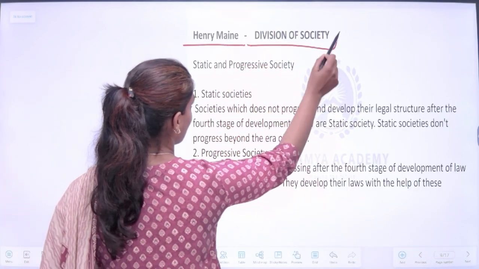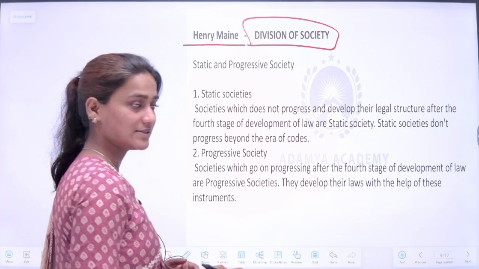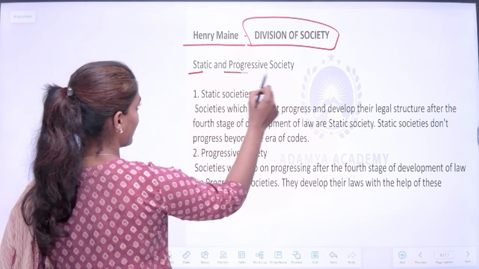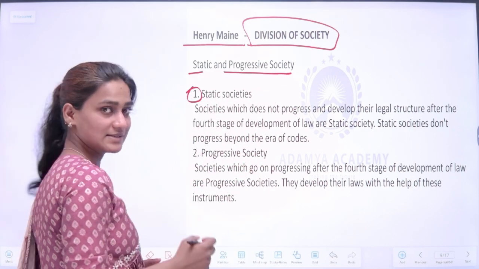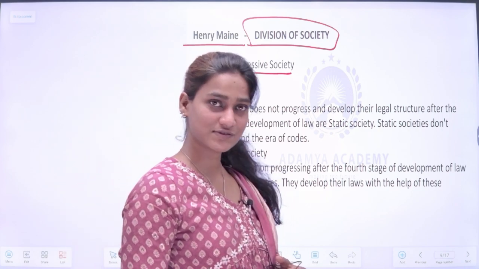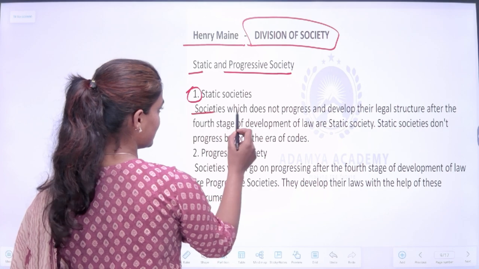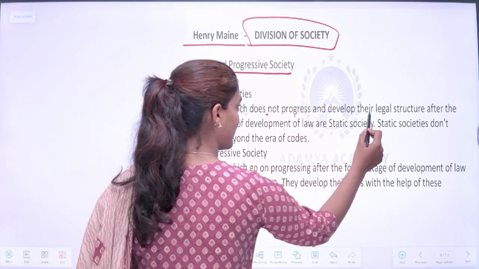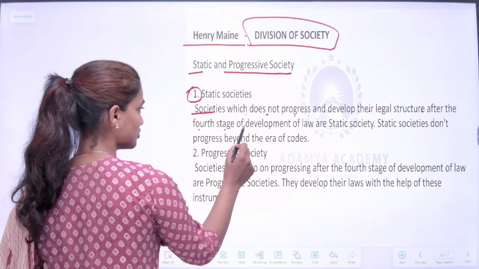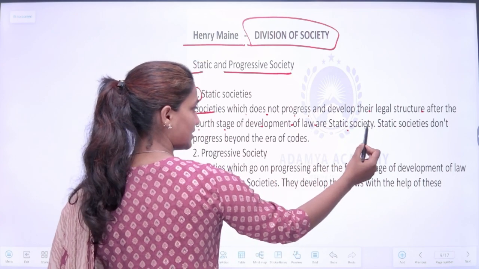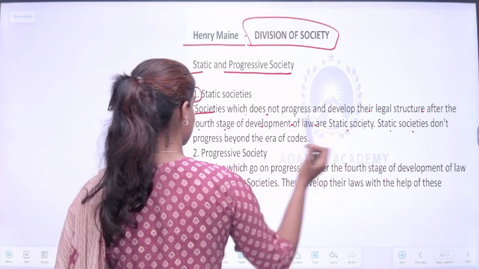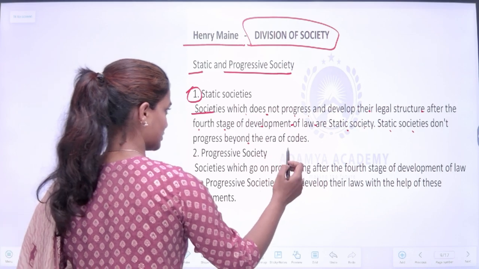Henry Maine also gave the division of society: static and progressive society. First is static society and second is progressive society. So what does static society mean? Societies which do not progress and develop their legal structure after the fourth stage of development of law are static societies. Static societies don't progress beyond the era of courts.